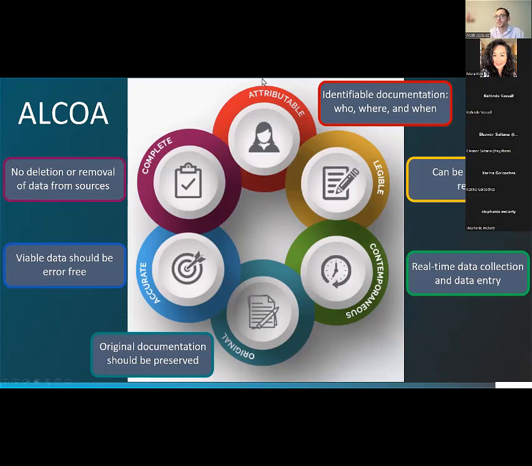So it's pretty cool. Complete is the final criteria, and that just means that there shouldn't be any deletion or removal of data from any source documentation. If you're going to share it with another institution, let's say, that shouldn't be just a portion of that. You need to share the whole thing, either give the whole story or don't.